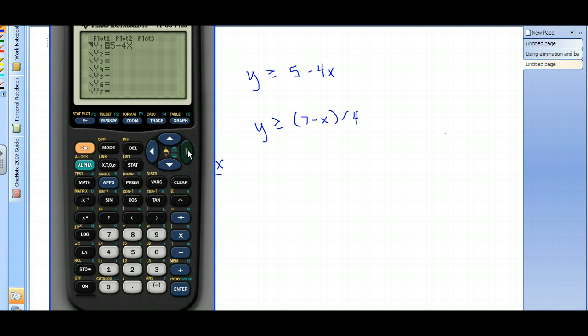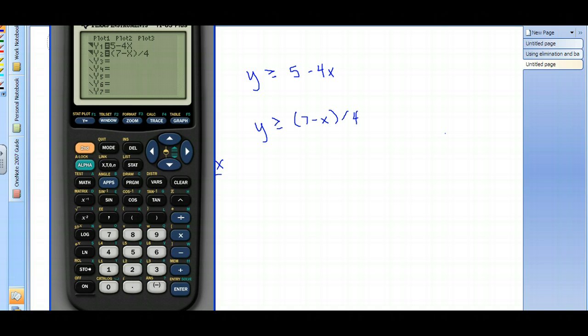And on the bottom one, parentheses 7 minus x, close parentheses, divide by 4. Once again, go back in front. This is another greater than, so I'm going to hit enter a couple times to get that, make sure it goes all the way up to the top and it's not just the bold.